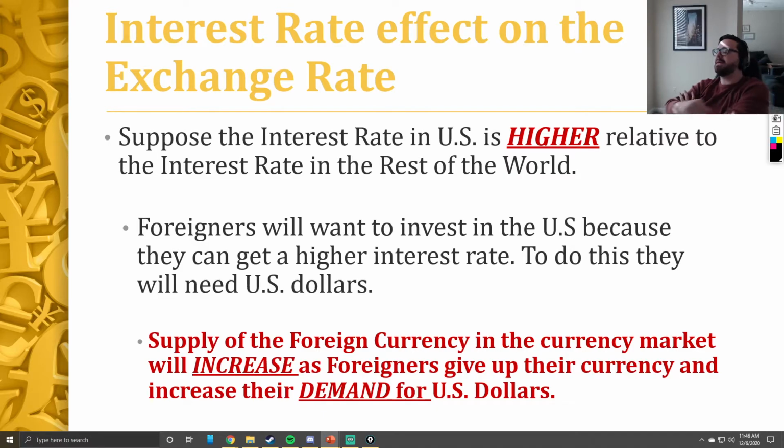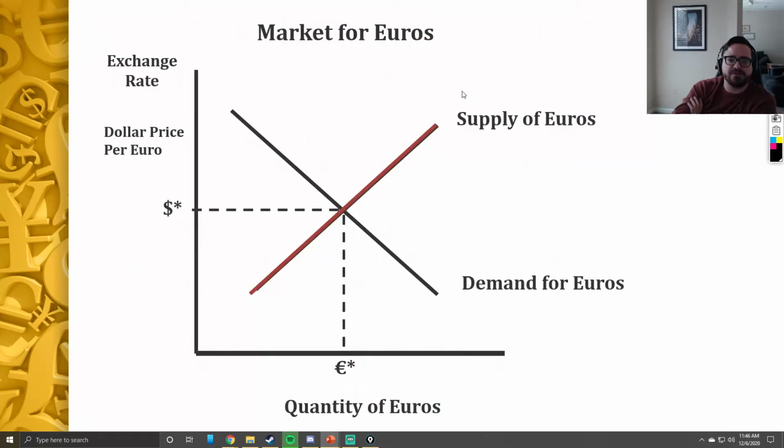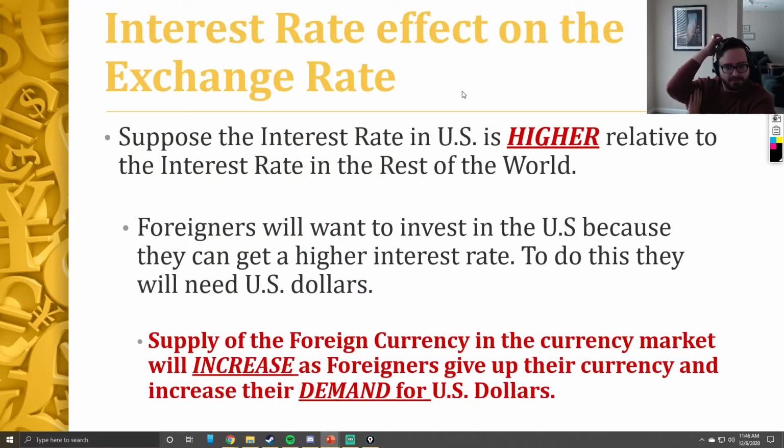So let's suppose that America's got higher interest rates than just about everybody. Let me check which country I have graphed here. Still euros, so we're going to stick with Europe, because the euro symbol is the easiest one for us to imagine and draw.